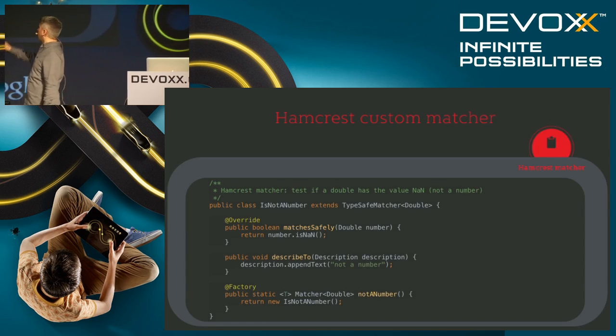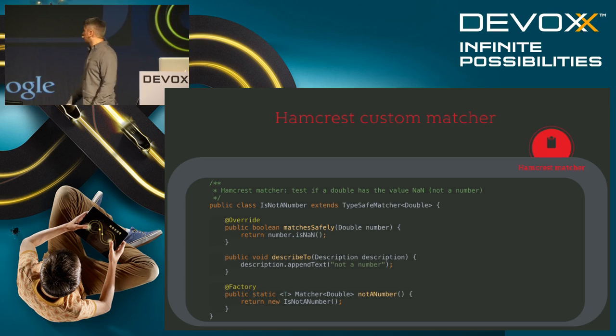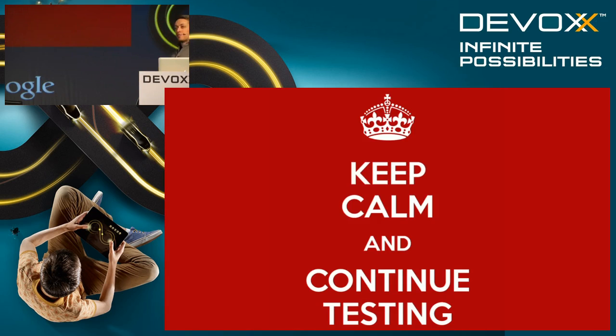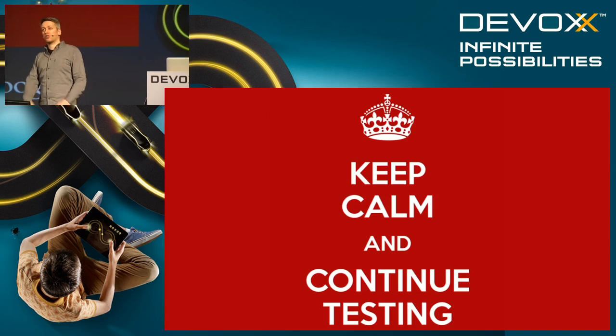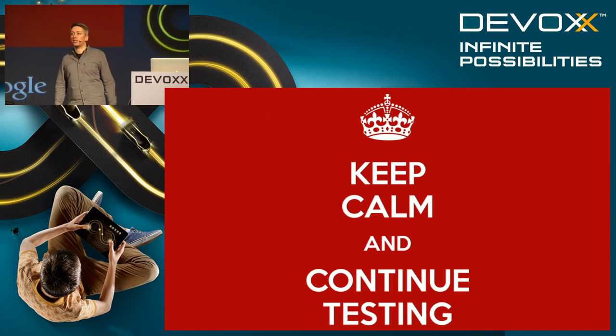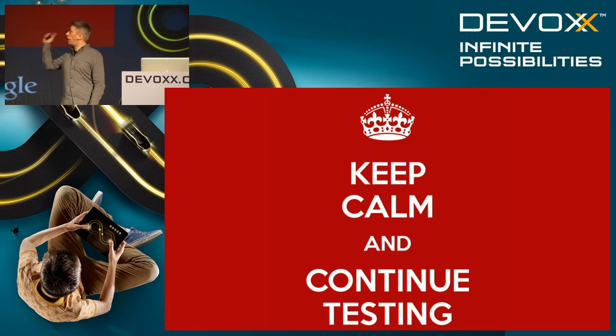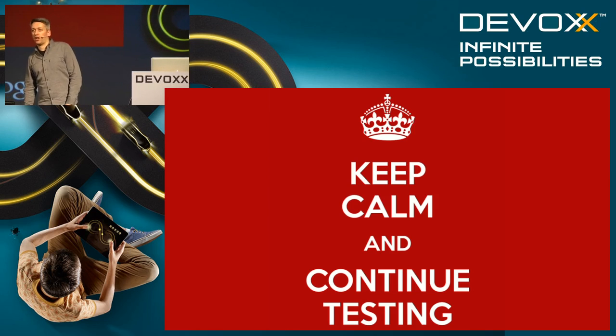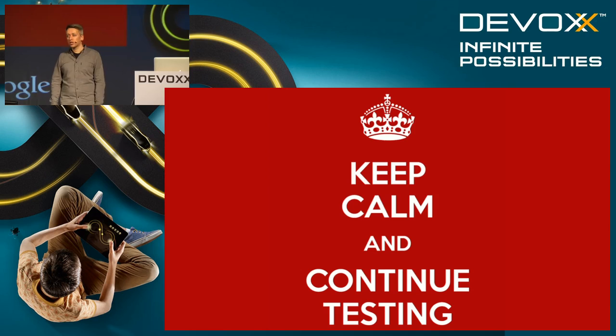So you extend the TypeSafeMatcher. We say we're going to work with doubles, and as the comment says, we will basically check if a double has the value not a number. So you see, in matchesSafely, I can just do my logic. So that's basically it. That's for the Hamcrest matching. You see, it's quite easy to write a custom one. After this, I'll go on with an extra tool.